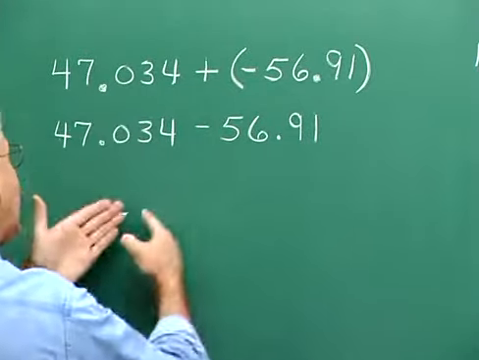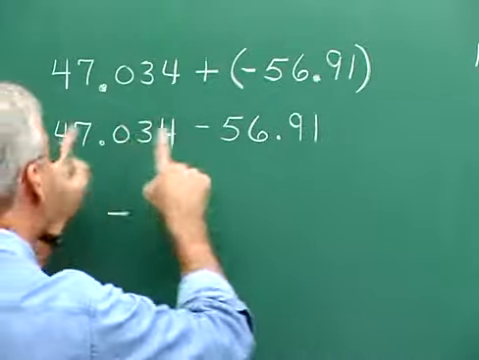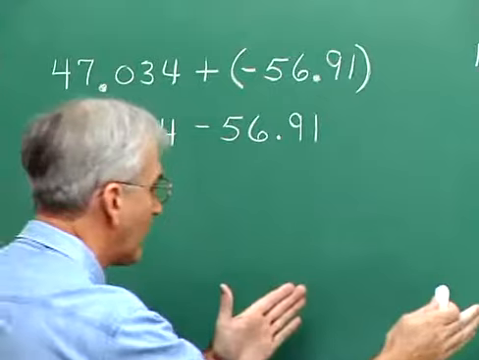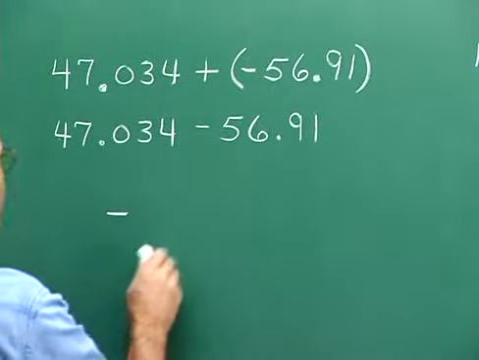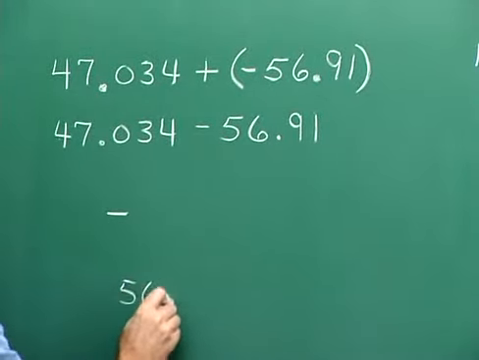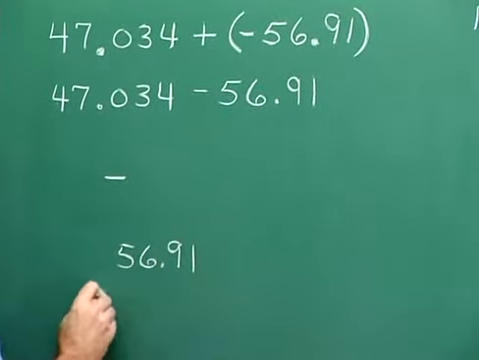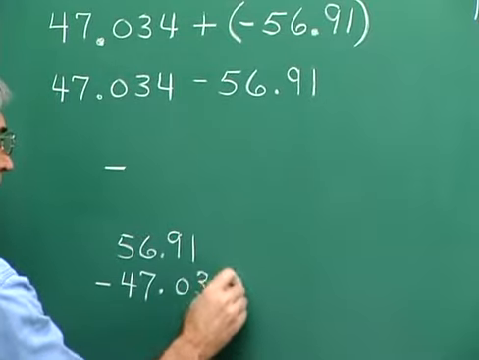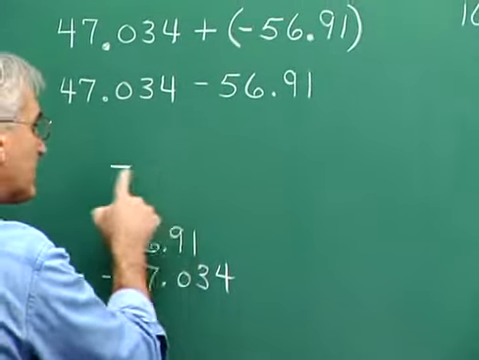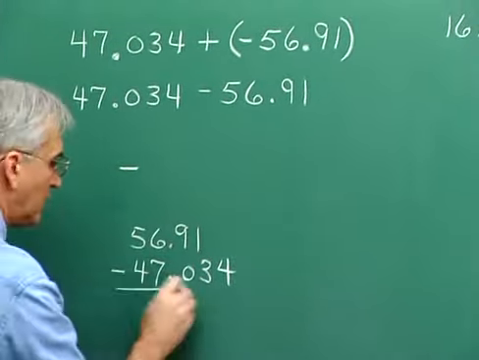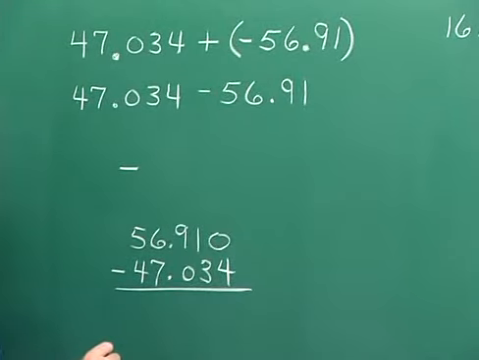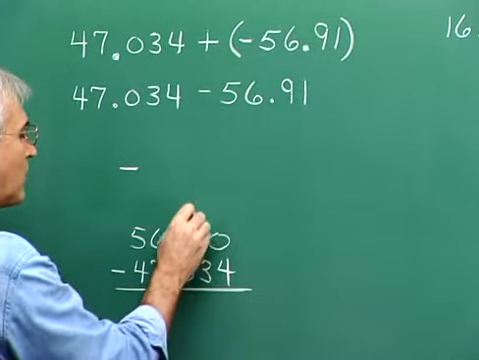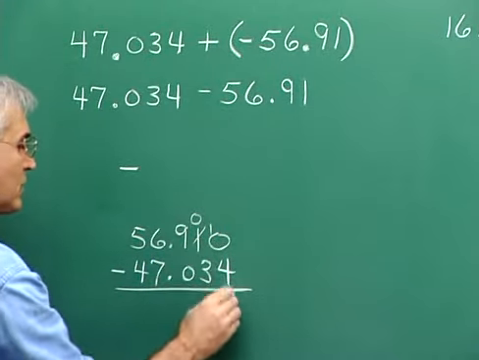But in order to find the digits here, we have to take the relative difference between these two. So we go to the side, or underneath, wherever. Here's what we're doing. We're taking the 56.91 and subtracting the 47.034, just to identify the digits that will be in our answer. Now we need a 0 as a placeholder, and away we go. We can't take 4 from 0. We borrow from the 1. When we borrow from the 1, it becomes 0. This becomes 10. 10 minus 4 is 6.